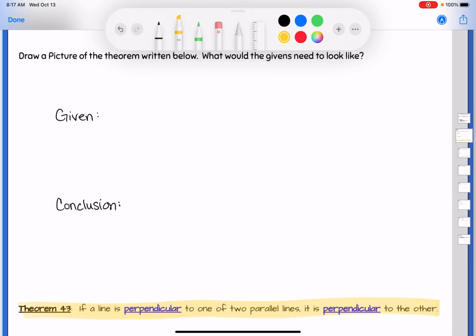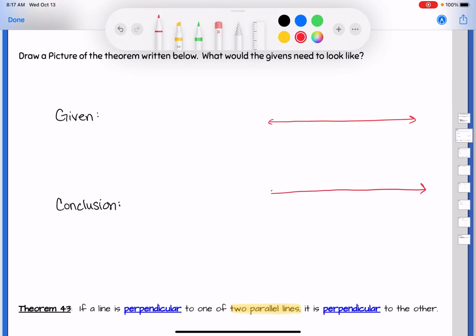Okay, if a line is perpendicular to one of two parallel lines, so to start with, I need a pair of parallel lines. Here's one line, here's the other, and let's just call these lines A and B. I know that these two lines are parallel, so my given would be that A is parallel to B.